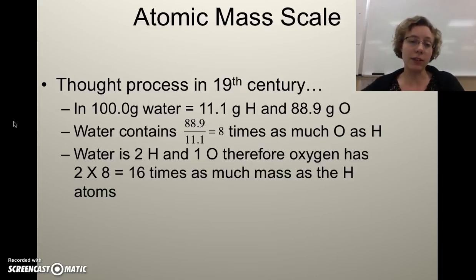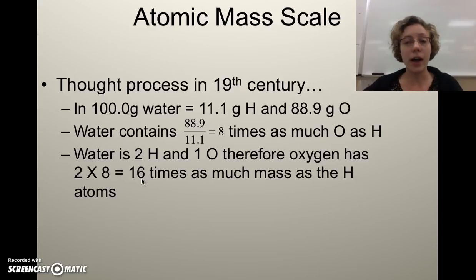Now, they later discovered that water was H2O. So that means 2 hydrogens and 1 oxygen. Therefore, for the mass of 1 hydrogen, you had the 8 times from earlier, and then the 2 from it being H2O. So 2 times 8 is 16 times as much mass from the oxygen as the hydrogen. Okay, 16 times as much.